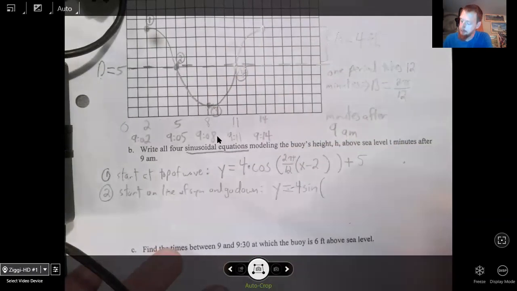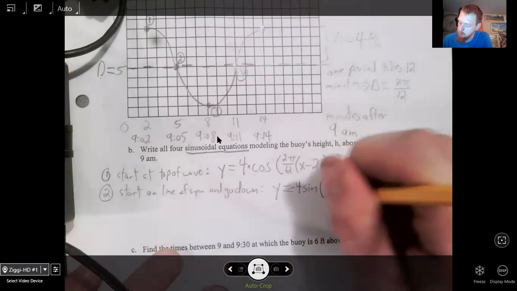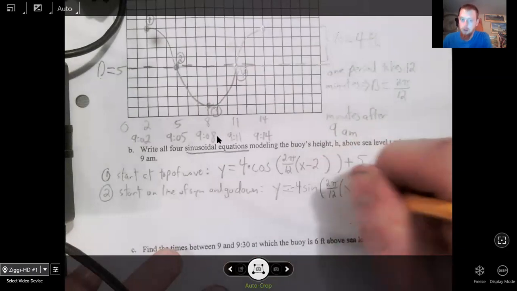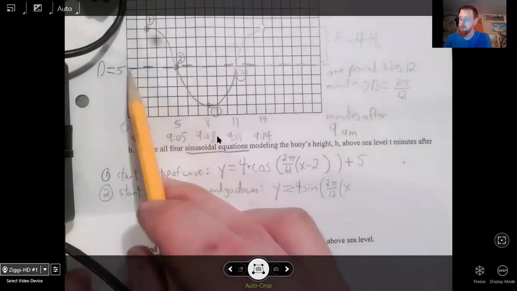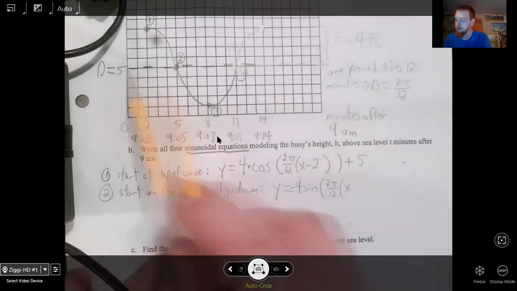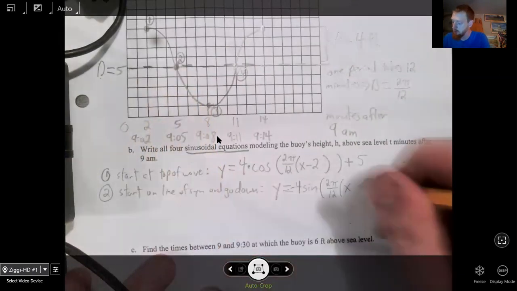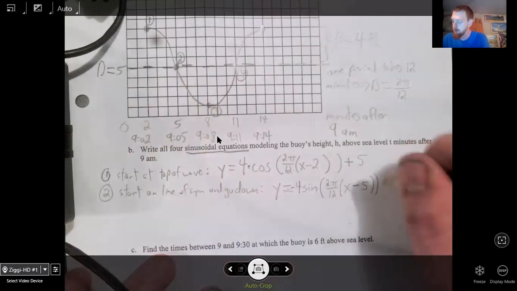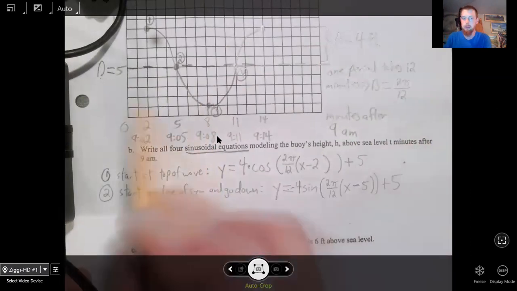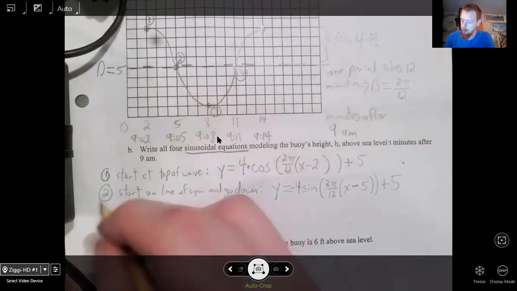The good news is the period is exactly the same, so the value for b is still going to be 2 pi over 12. But if this is the starting point that we're thinking about, now we need to shift horizontally 5 units to the right, because this point happens at 9:05. So it's going to be x minus 5. And the good news is the line of symmetry is still in the same place, so the line of symmetry is still going to be here at 5. All right, third point that we could think about.